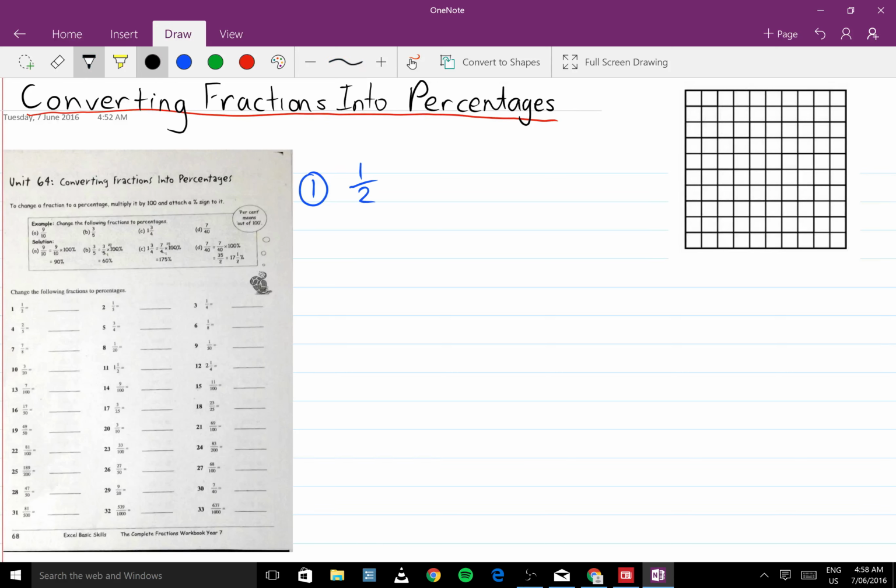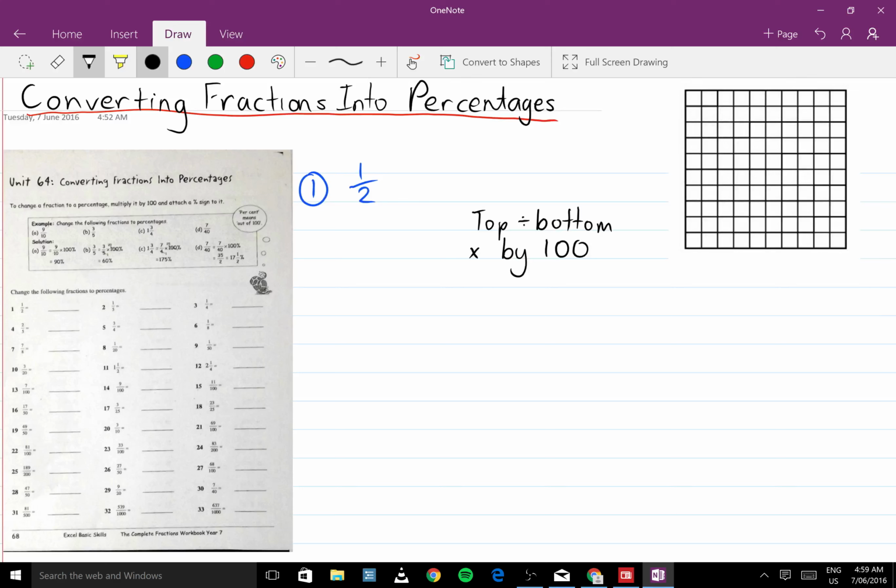Okay, and the procedure to turn that half into a percentage is to take the top, divide it by the bottom, and then times it by 100. Okay, and that's because, as you can see here in this percent grid, there are 100 boxes in the whole one. Okay, there are 100 little percents for every one thing that you're counting.